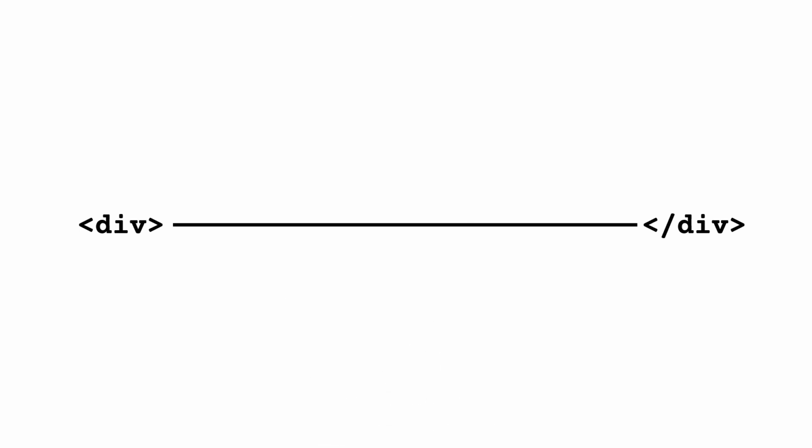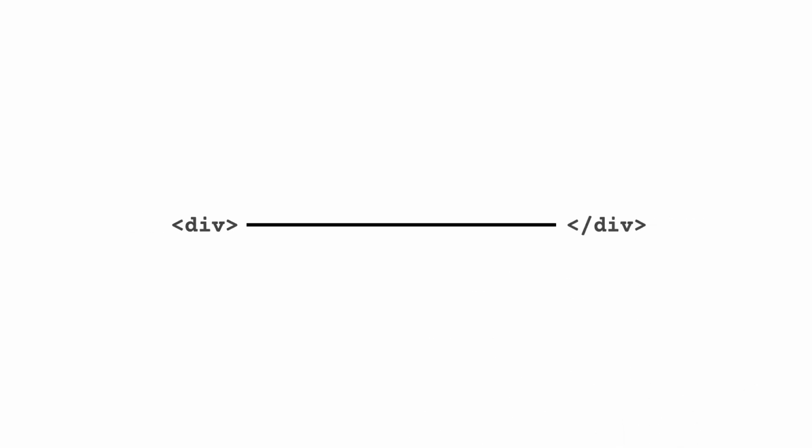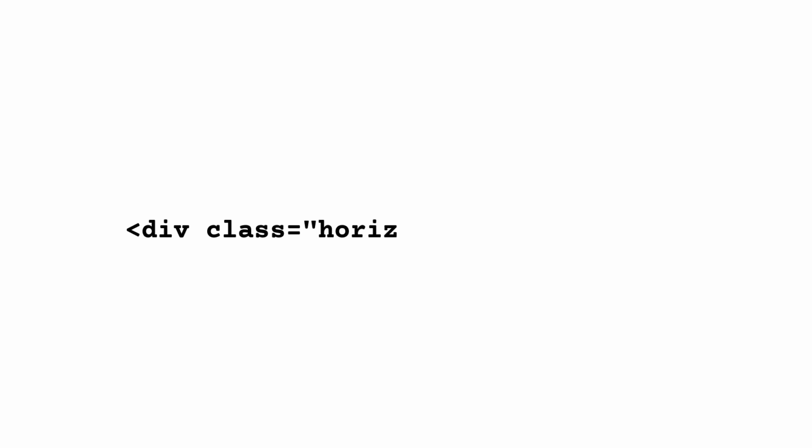Secondly, divs are not recognized by shorthand syntax like Markdown. Why should a content editor have to write div class equals horizontal hyphen rule close div when a horizontal rule in Markdown is just 3 asterisks?